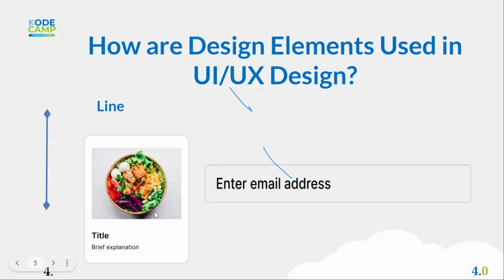And lines also help to give direction to your users. Especially when we are doing our user flow, we use thick lines for our forward direction and dotted lines for our backward direction. So it's one of the basic elements of design that you're going to be using for your design.